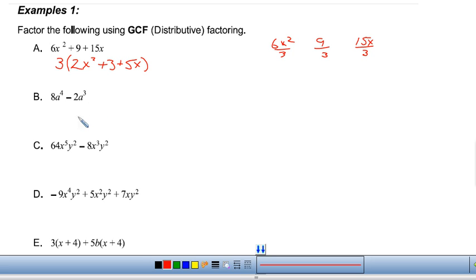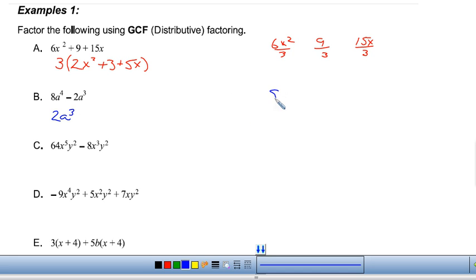Okay, let's do the next example. Change colors here. First we do the numerical. What can I divide out of 8 and out of 2? Well, the answer to that is 2. And now look at the variables. What is the largest power or degree of a's that I can divide out of both of these? It's going to be a to the third.